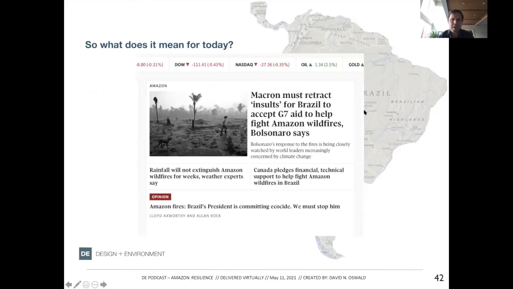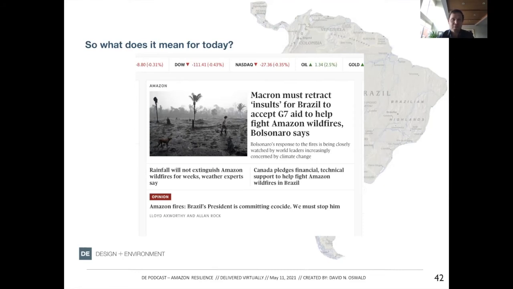So this was an article that was taken from some of the political debate that went on during 2019, when it said Macron must retract insults for Brazil to accept G7 aid to help fight Amazon wildfires, Bolsonaro says. So this is the kind of thing you get into when leaders get up against leaders, and you have the Macrons of the world who are more progressive, telling the Amazonian leader, President Bolsonaro, to do something.